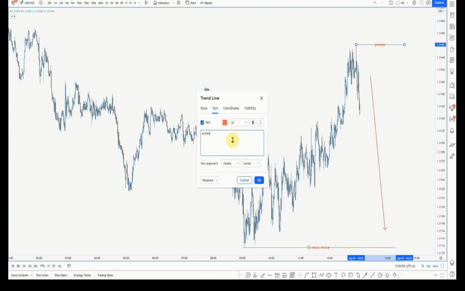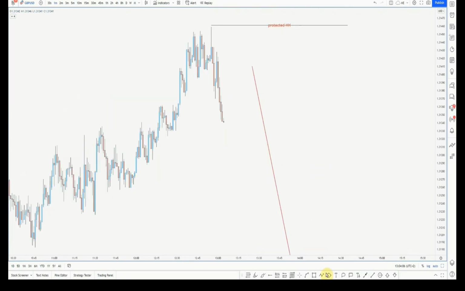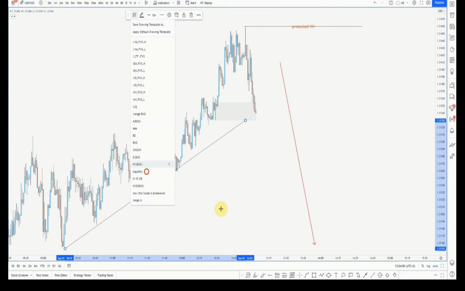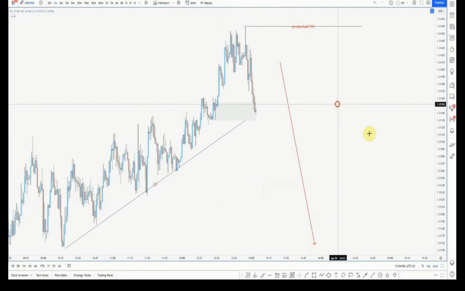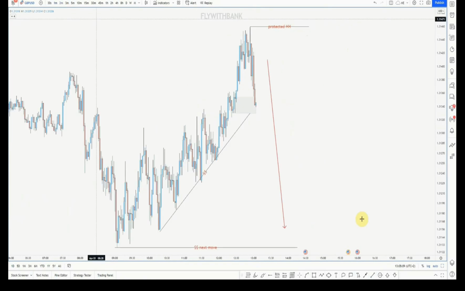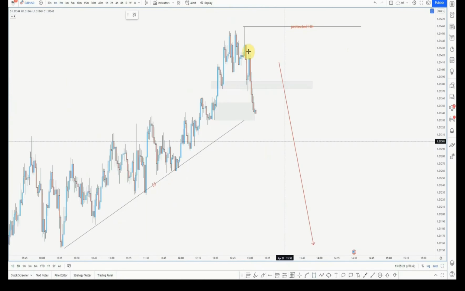I want to look for a sell right now in this price action. We are in the London session. This high is a protected high. According to me, this is liquidity, trendline liquidity, and this is support and resistance liquidity.